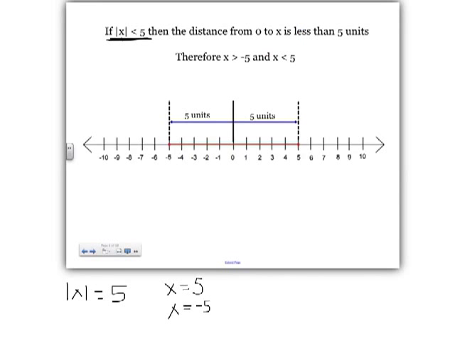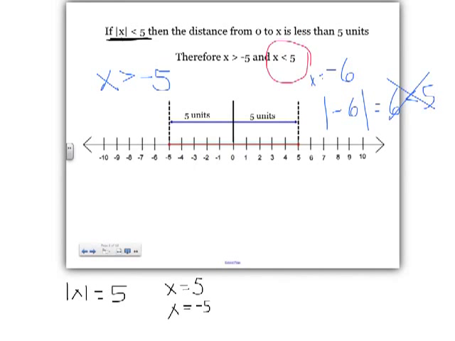So if the absolute value of x is less than 5, we can pretty much figure out that x could be less than 5. Well, if x was less than 5, that would be fine. 2 would work, 3 would work, but let's take a look at negative 6. If x was negative 6, that would mean the absolute value of negative 6, which is 6, would be less than 5. And that is not the case. Therefore, x has to also be greater than negative 5.